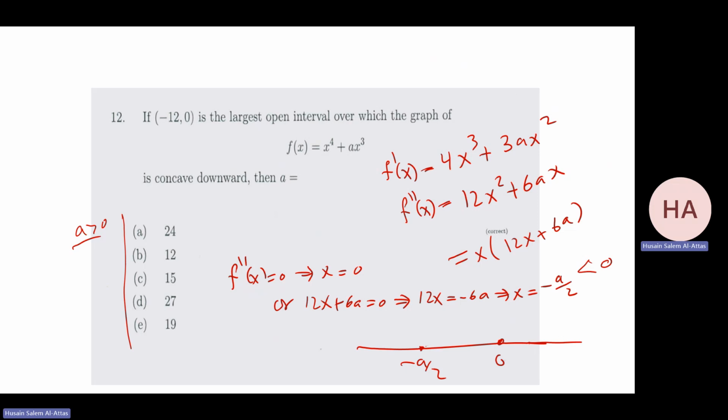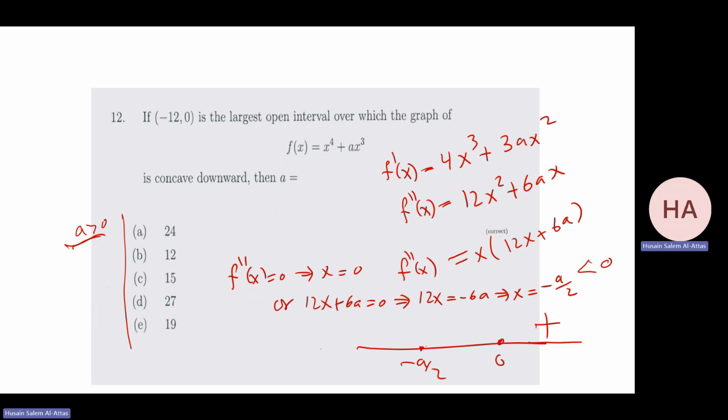Take a value. Now we're checking f double prime. Take a value more than 0, take 1, for example. You have 12 plus 6a, which will be what? Since a is negative, that means a is positive. So 12 plus 6a will be positive for sure.